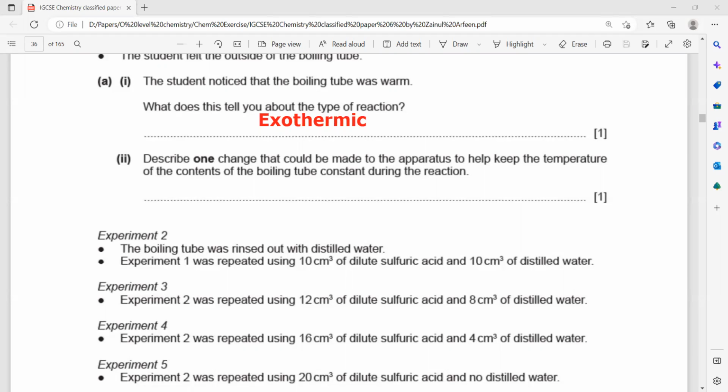Insulation still allows heat loss. Insulation minimizes the heat loss or heat gain, but it doesn't keep the temperature constant. For example, if you have a hot drink like tea in a polystyrene cup and you keep a lid on, you reduce the rate of cooling, but you don't completely stop the heat loss or heat gain. That's why a water bath is the correct answer here.